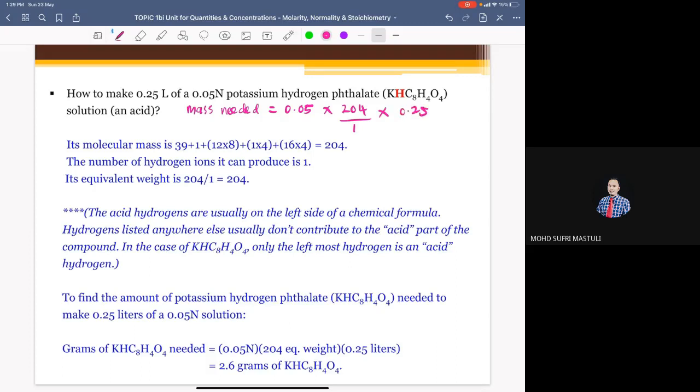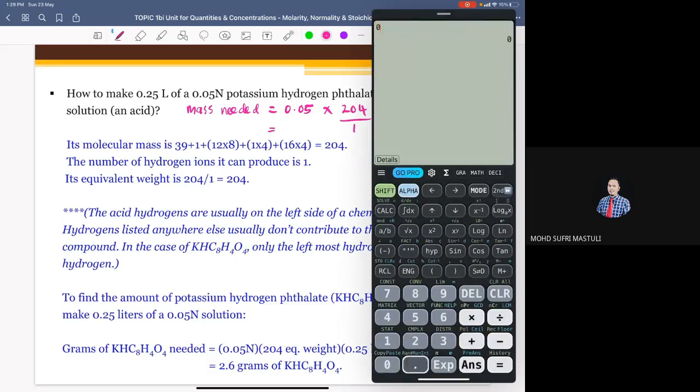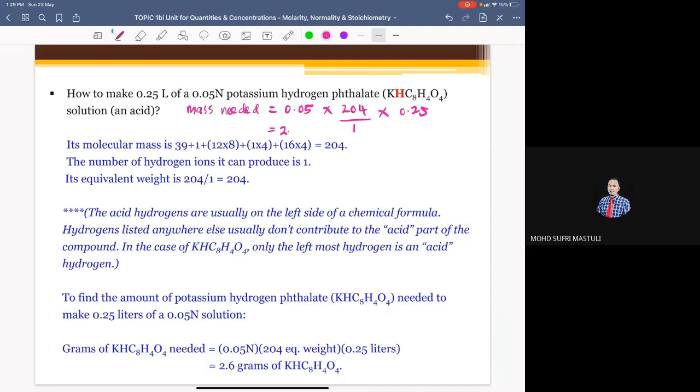So you can obtain this one: 0.05 times 204.4 times 0.25, which is 2.55. 2.55 grams. Okay, so this one is similar to this final answer. Okay, yeah, that's it. The rest you can read.